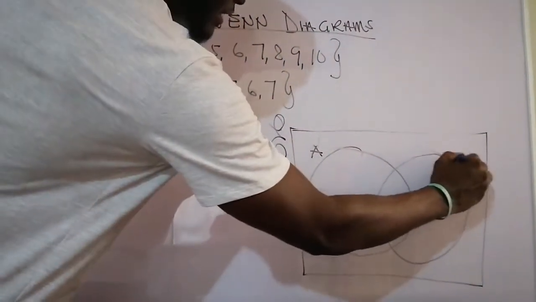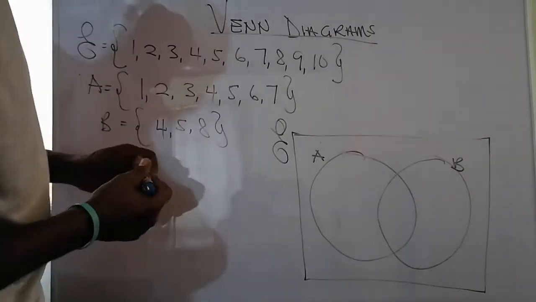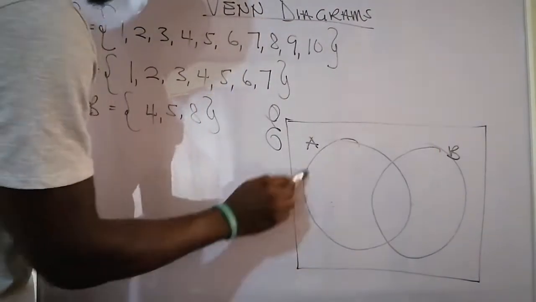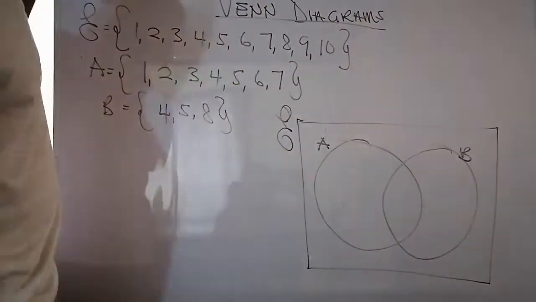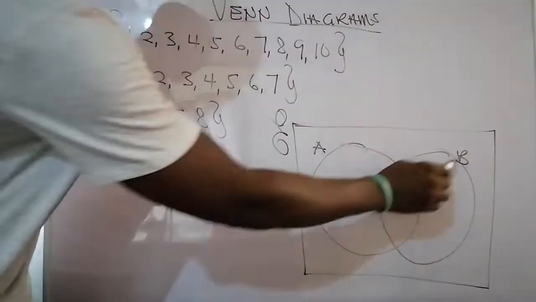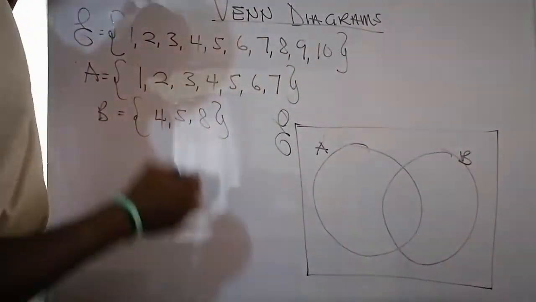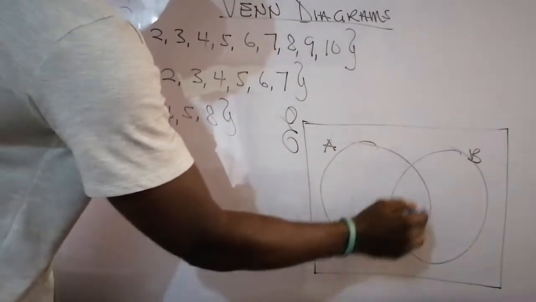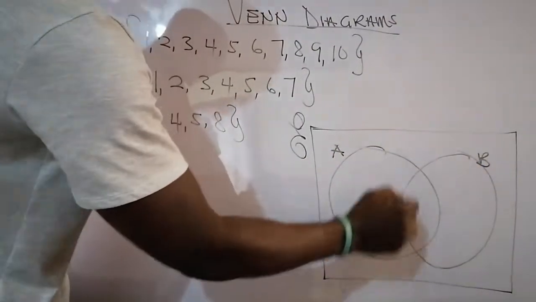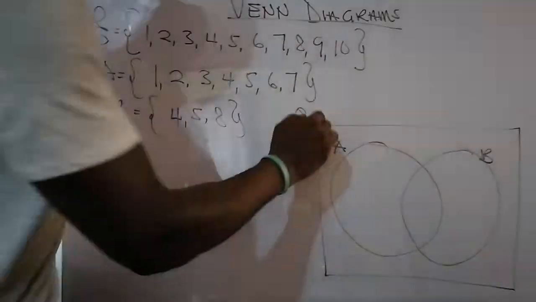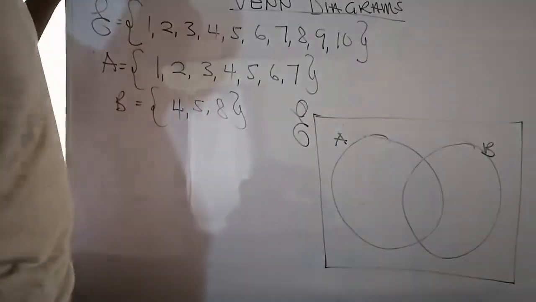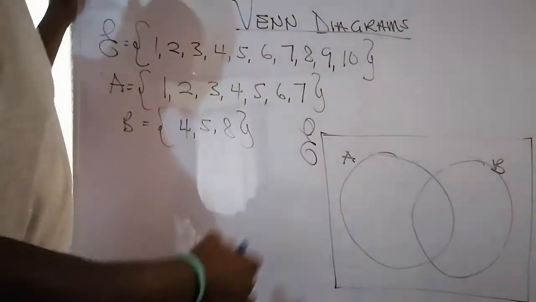So now that I have them labeled, this is my set A, this is my set B. I need to explain a few things here before we continue. The whole of this circle represents all the elements that are in set A. The whole of this represents set B. And you realize that these two sets A and B overlap at this area. This is the intersection of set A and B, what they have in common. The whole of the rectangle represents the universal set.